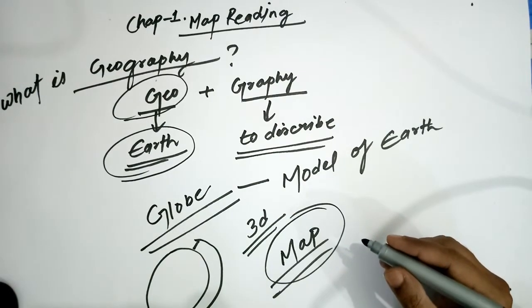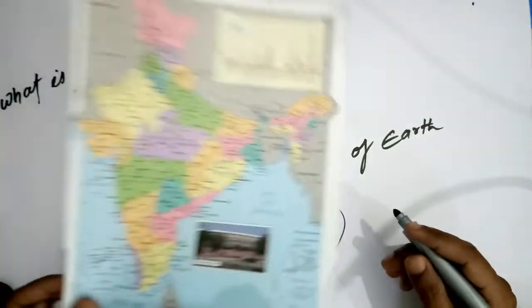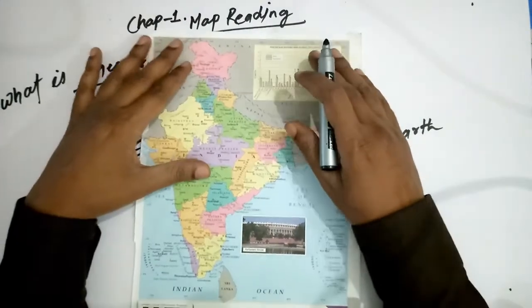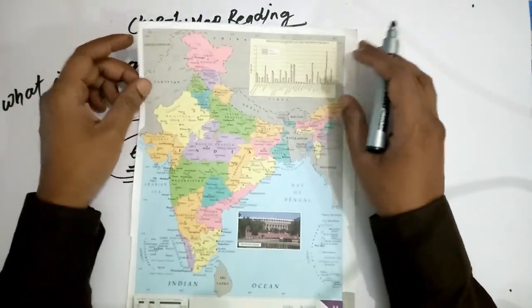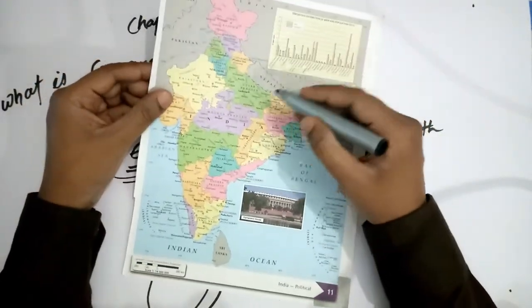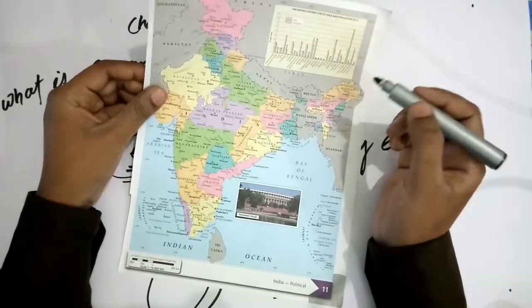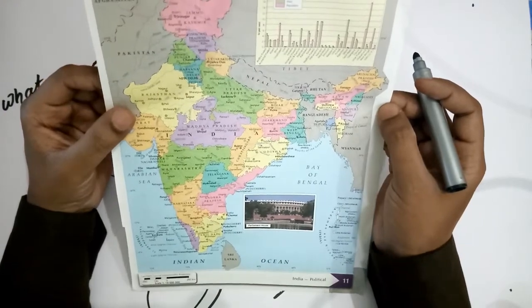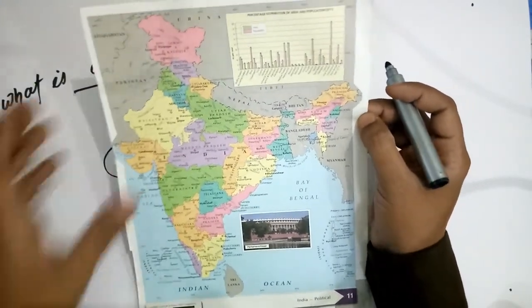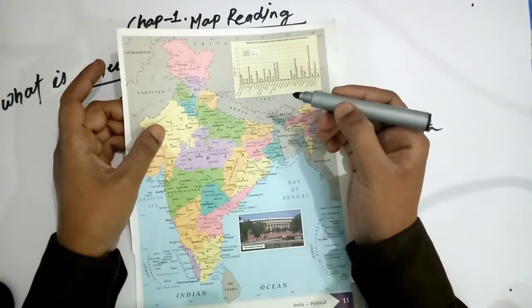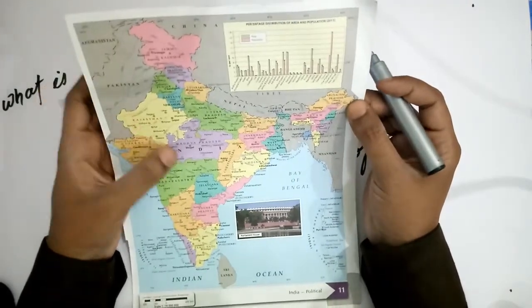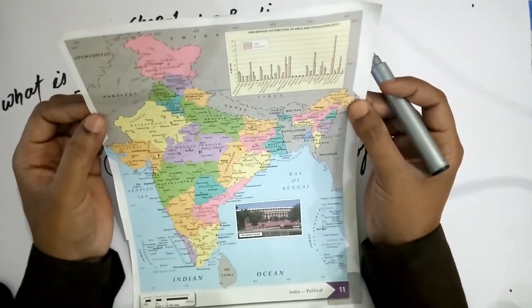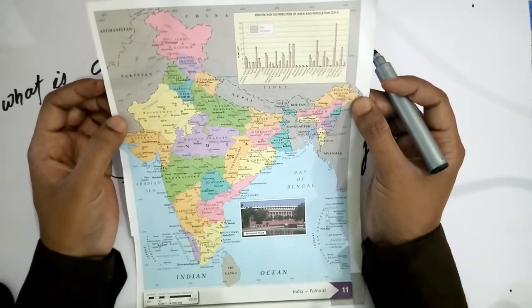Let me show you how a map looks like. You can see I have this map with me. This is a map of India. You can see a lot of small things are given here. So you can easily find Gorakhpur in this. As you can see here, Gorakhpur is there. A lot of small boundaries, districts, villages, so many things you can easily find out.